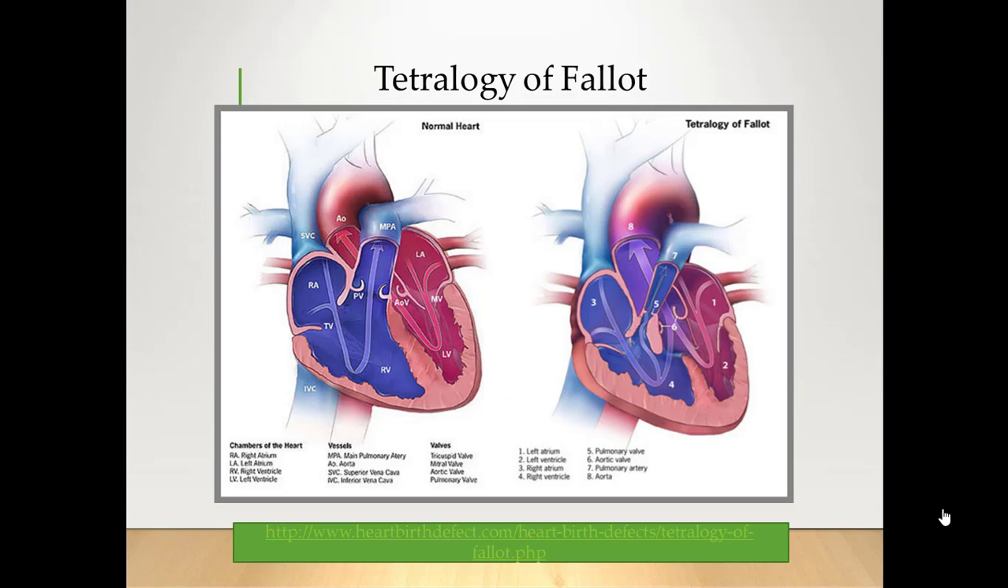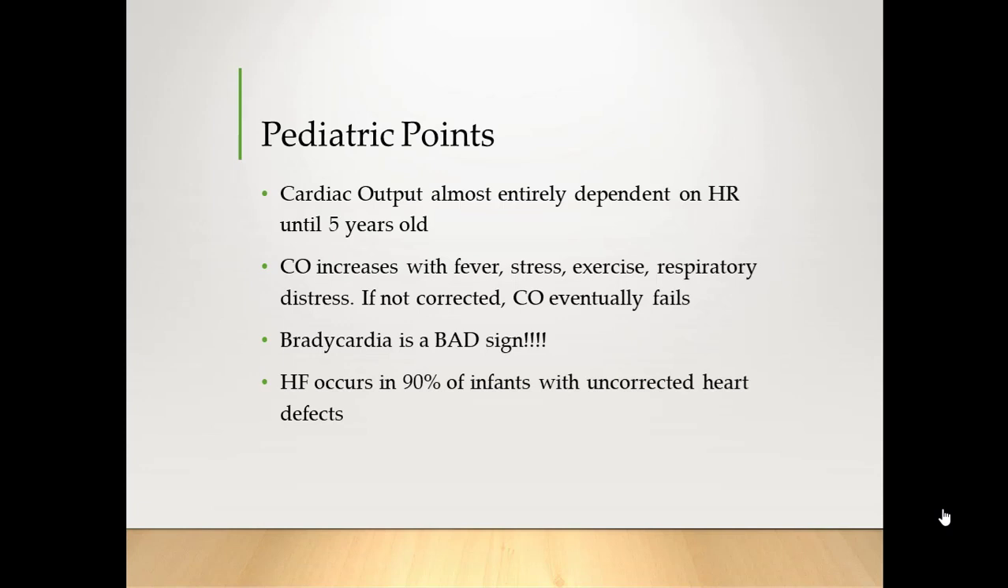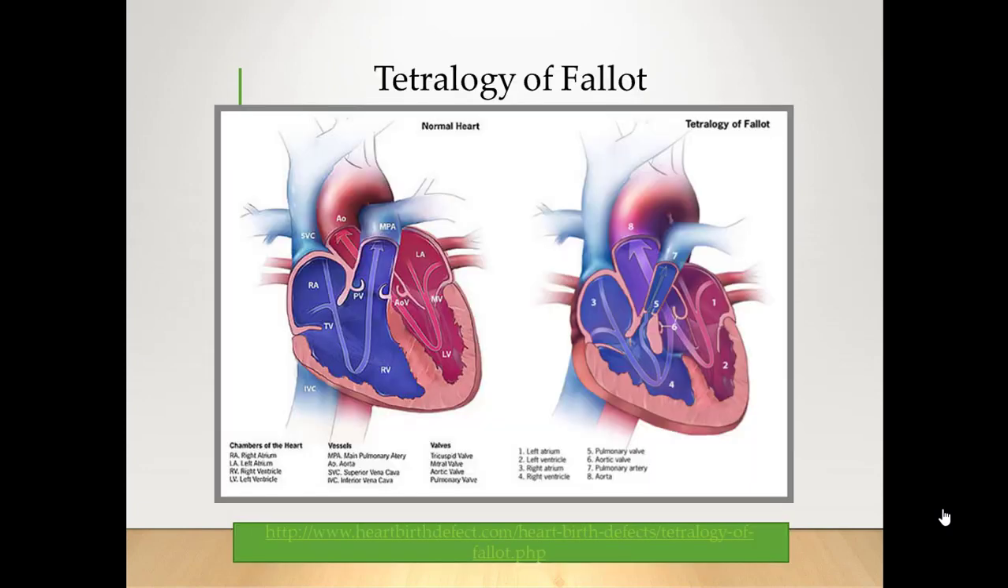In tetralogy, you're going to see there's going to be a ventricular septal defect. So there's going to be a hole in the wall that separates the two ventricles. So the blood from the right ventricle is going to mix with the blood from the left ventricle. You can see where this is a problem because right ventricle blood is not oxygenated, whereas the left ventricle blood is.